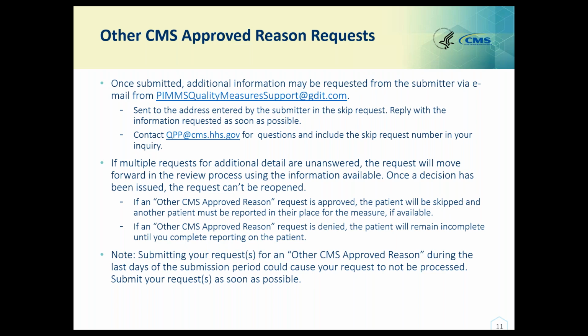If an other CMS approved reason request is approved, the patient will be skipped and another patient must be reported in their place for the measure if available. If the request is denied, the patient will remain incomplete until you complete reporting on the patient.